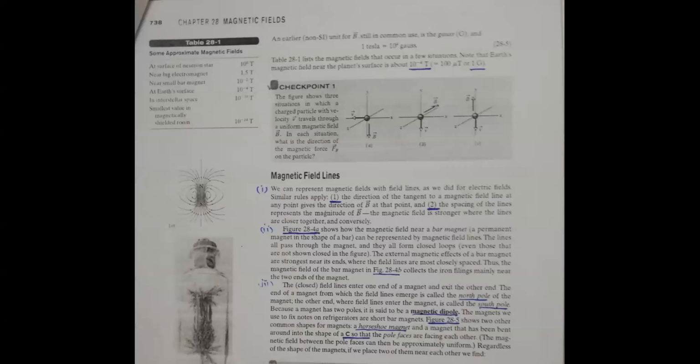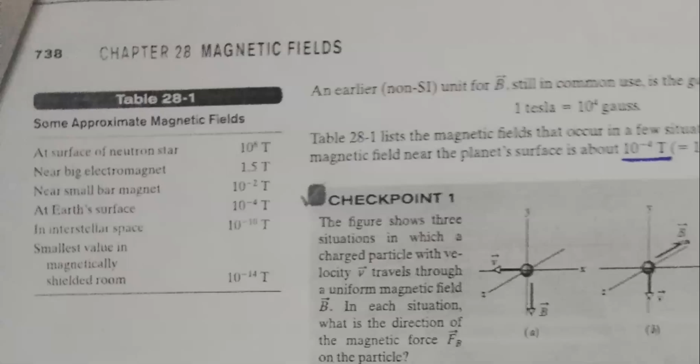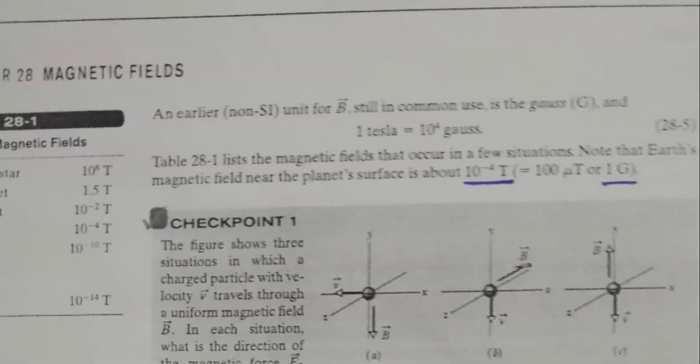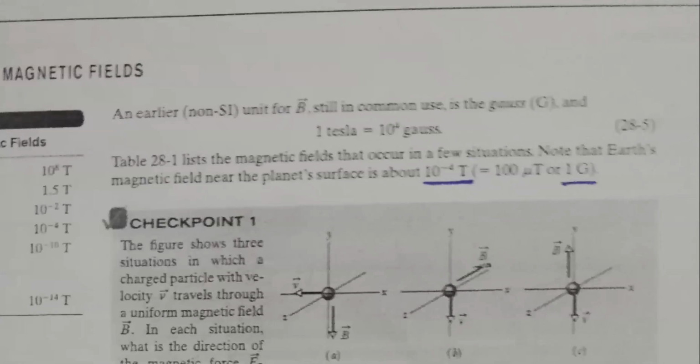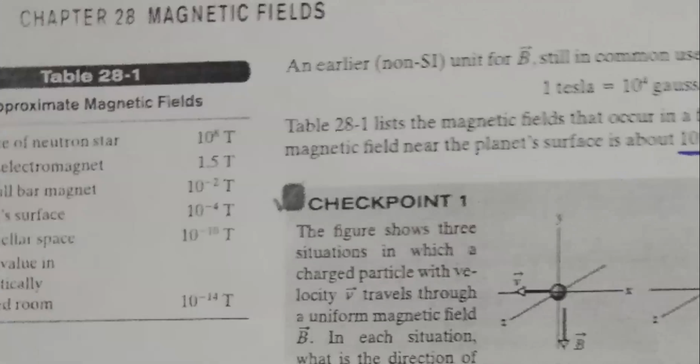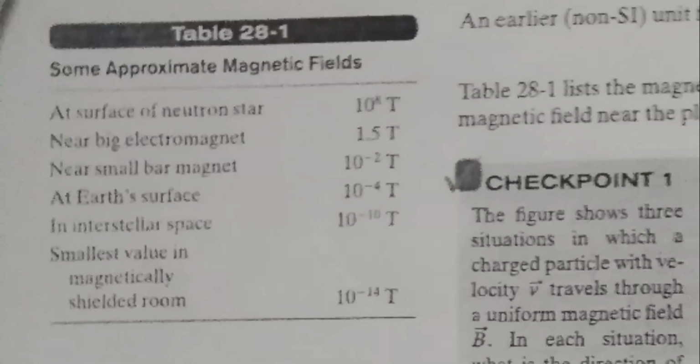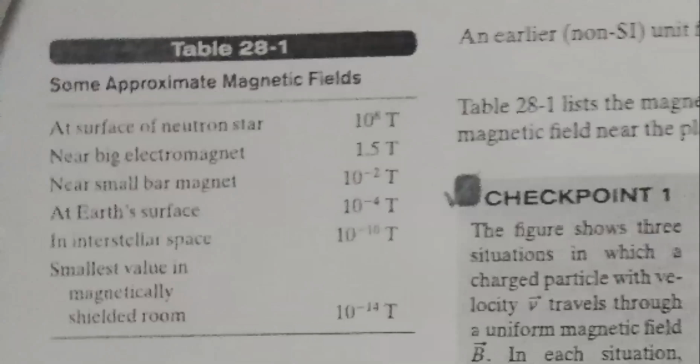And there is another unit of magnetic field which is also known as Gauss. So 1 Tesla is equal to 10 raised to the power 4 Gauss. And also know that there is the magnetic field of the Earth, and the average value of the magnetic field of Earth is around 1 Gauss. So here is a table in which the magnetic field of many situations are given.